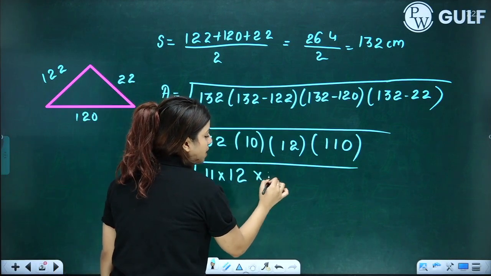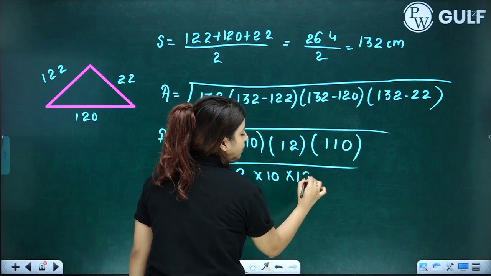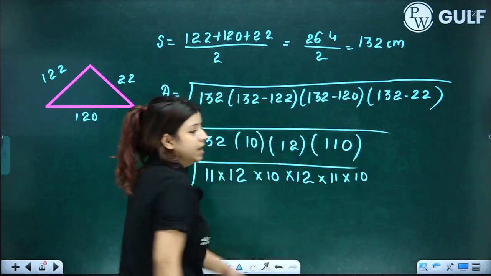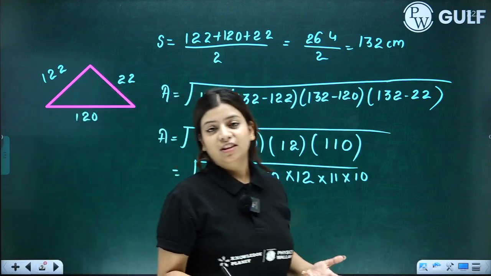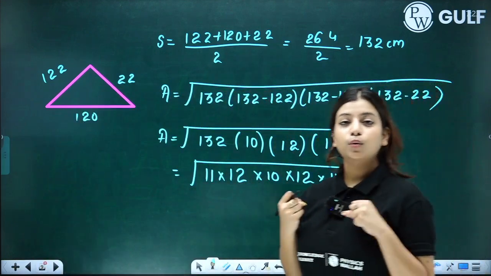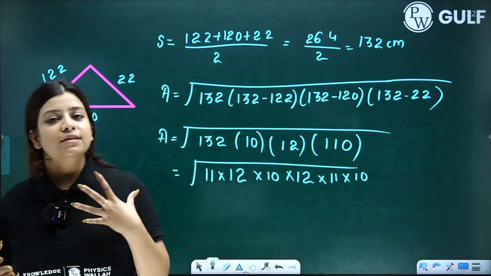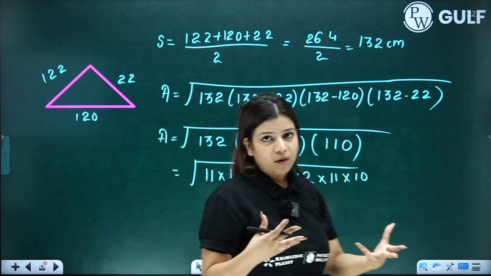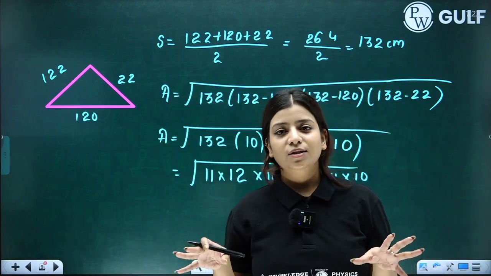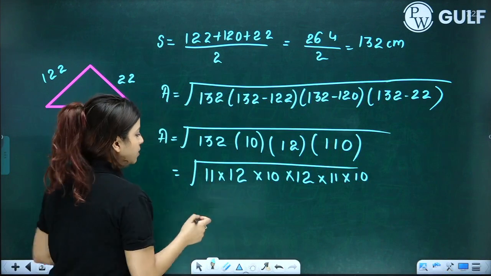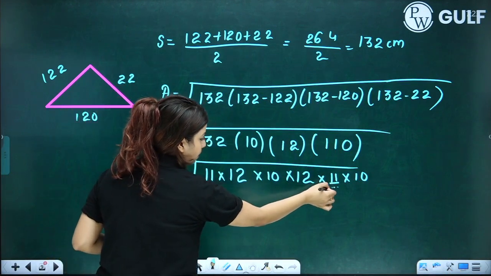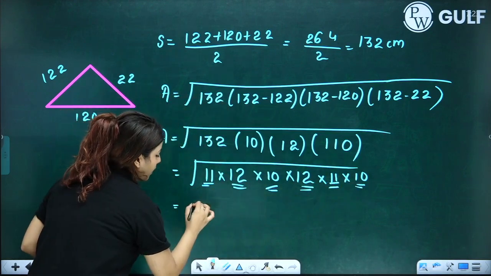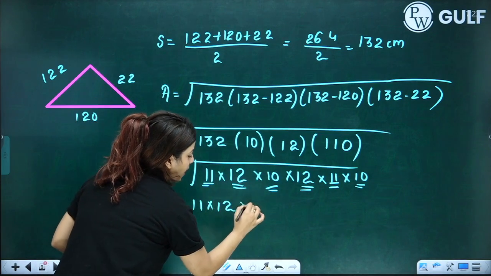Then we have 10 over here, we have 12 over here, and this 110 can be written as 11 into 10. Instead of multiplying everything and then calculating its under root, which will be a task, what I will suggest is, for all the numbers that you see under the root, try to prime factorize them or split them into parts so that you can make pairs out of it. I can make 11 and 11, 12 and 12, 10 and 10. So everything will come out, that is 11, 12 and 10.